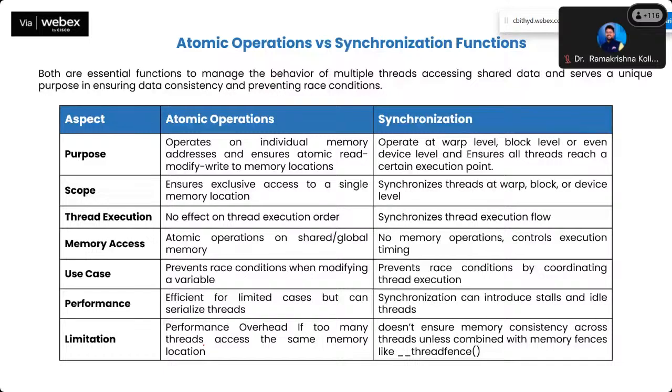Third, the execution aspect: atomic operations have no effect on thread execution order, because they are not going to impact the order of thread execution. There is a huge number of threads, and an atomic operation doesn't mind in which order the threads execute, because it is bound to the memory location. But synchronization basically synchronizes the thread execution flow. Likewise, you can see the memory access, use cases, and performance. I'm just leaving it for your reading later on.